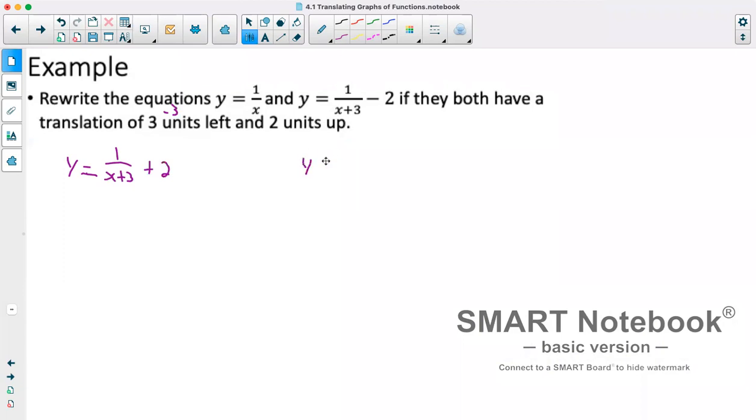Now, we'll do a similar thing to this one. We've got y equals 1 over, and we replace our x with x plus 3. But we still have this other plus 3 here, which we'll have to account for later. We've got this minus 2, and then we're adding 2. So we'll combine like terms now. We've got y equals 1 over x plus 6, and then those just cancel out.